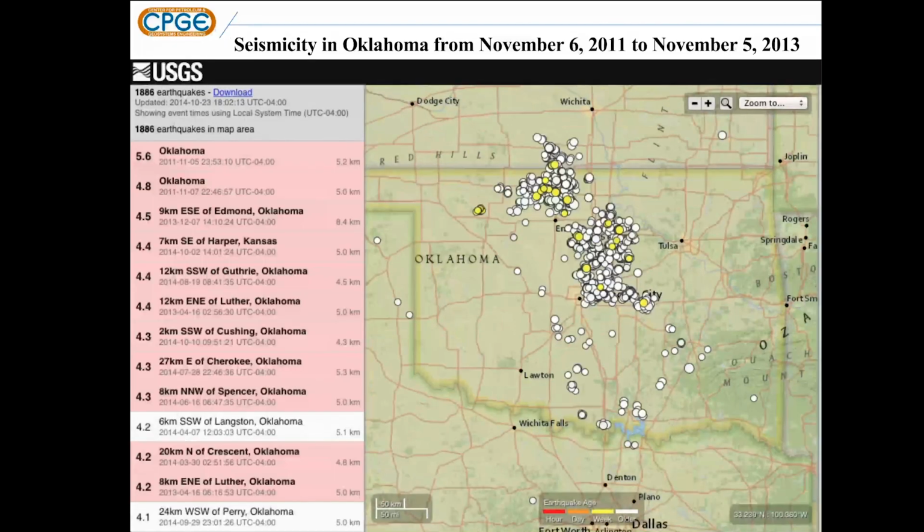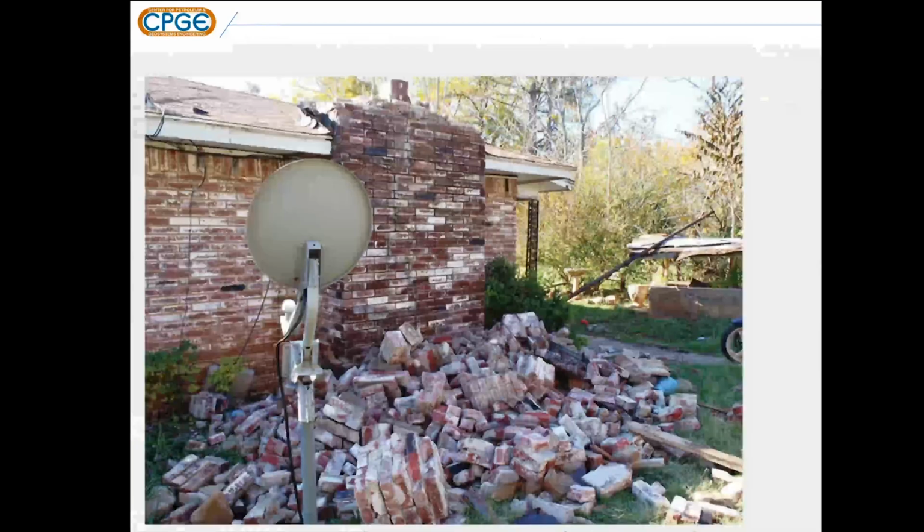But then from 2011 to 2013, we have even more earthquakes occurring in Oklahoma. That is, there are almost 2,000 earthquakes on this map during that period. And again, most people believe that at least the majority of these earthquakes are related to increased fluid injection to dispose of waste fluids related to petroleum production.